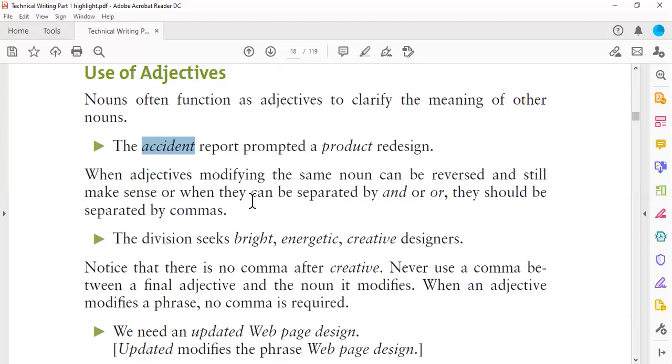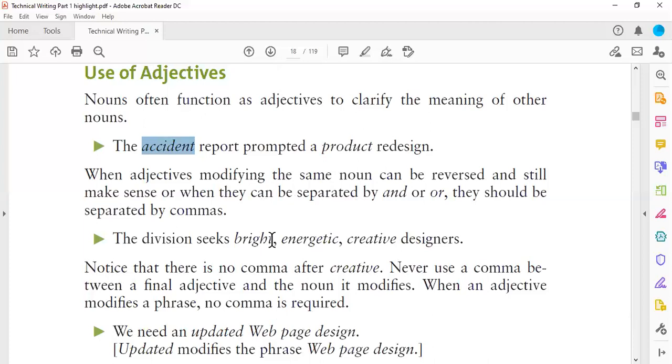When adjectives modifying the same noun can be reversed and still make sense, or when they can be separated by "and," they should be separated by commas. The division seeks bright, energetic, creative designers.